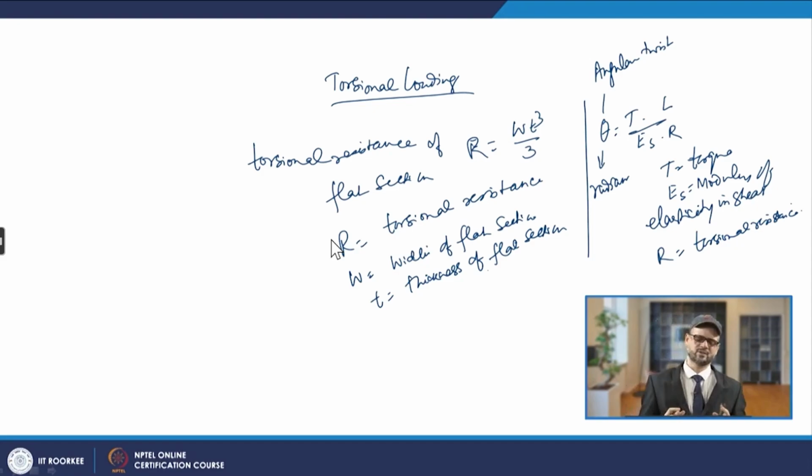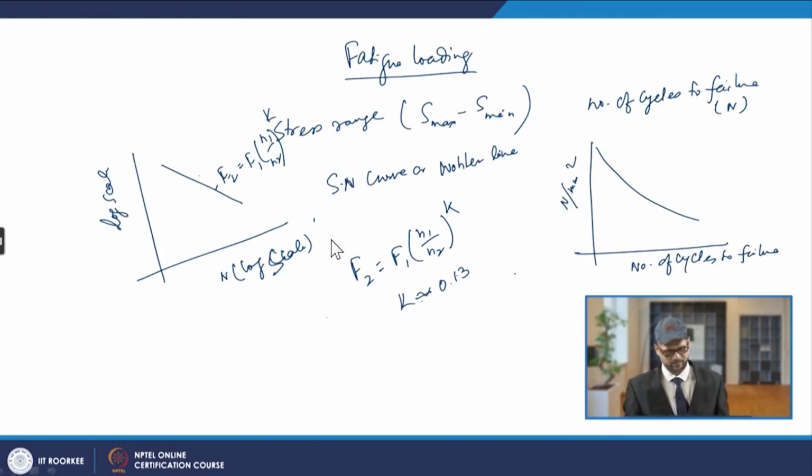and torsion loading we can find out by R equals W T cube by 3. Here R is the torsional resistance, W is the width of the flat section, T is the thickness of the flat section. So the angular twist theta we can find out by T into L by E S R. T is the torque, E S is the modulus of elasticity, R is the torsional resistance.